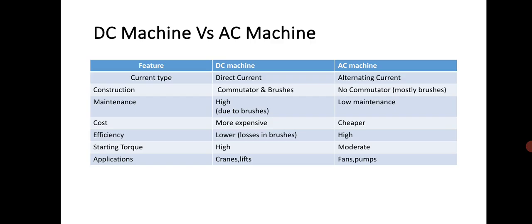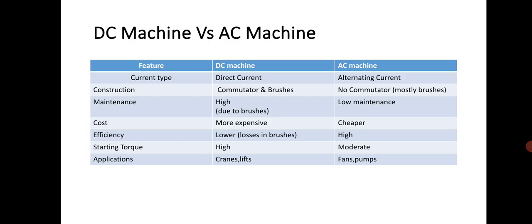The main principle for both the DC machine as well as the AC machine is electromagnetic induction. But in the DC machine the construction differs: a commutator and brushes are used in the DC machine, but in the AC machine there are no brushes and no commutator. Then maintenance: the DC machine needs high maintenance, but AC has low maintenance. Compared on cost, DC is costly, AC is economical.